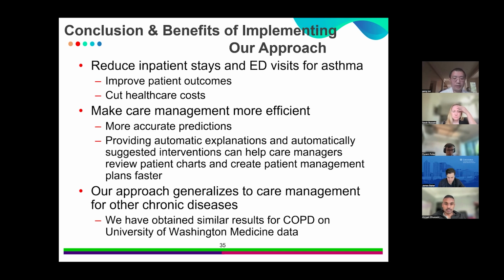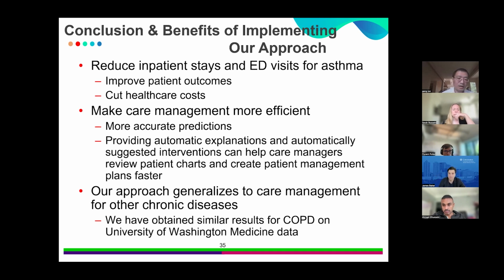So those automatic suggested interventions and explanations can help care managers review patient charts faster and create patient management plans more efficiently. A patient with a long history can have hundreds of pages in the patient's chart. So it's very labor intensive for a care manager to manually review those hundreds of pages. For example, how many encounters the patient had, how many medications the patient has ever had for a particular type.